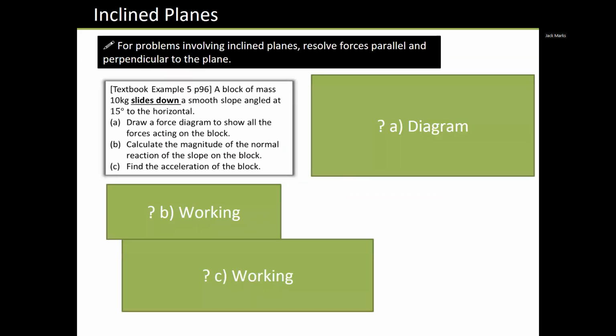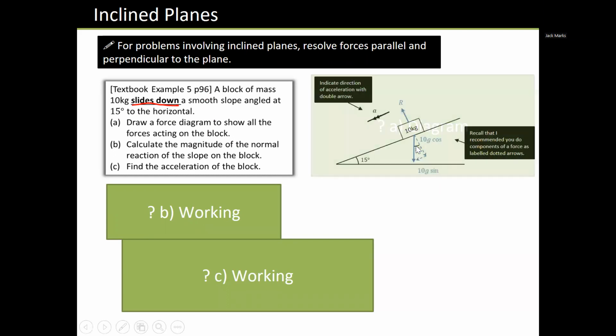Okay, so let's do some problems now. So for problems involving inclined planes, resolve forces parallel and perpendicular to the plane. That's what we've been talking about doing so far. A block of 10 kilograms slides down. So slides down implies that the thing is moving. A smooth slope, so smooth, no friction yet in this lesson, angled at 15 degrees to the horizontal. So from that information, you should be able to draw something like this: the force away, the force in.